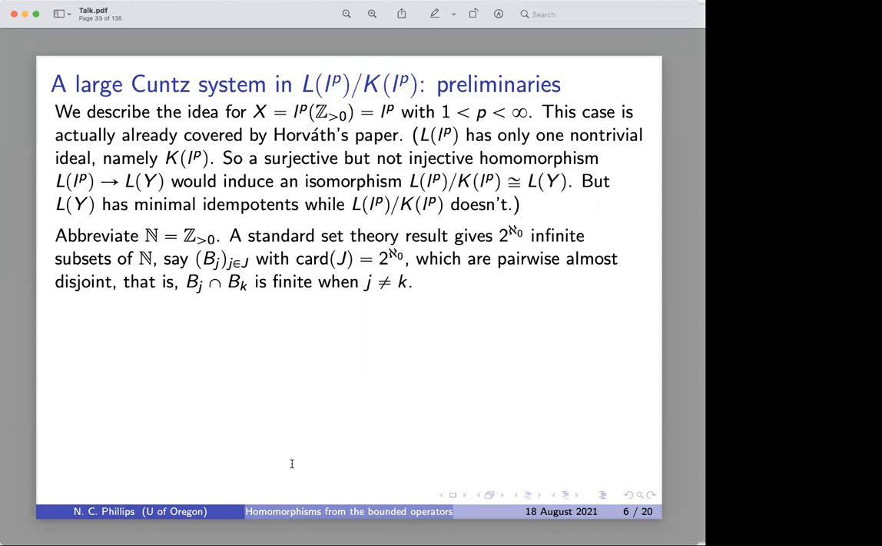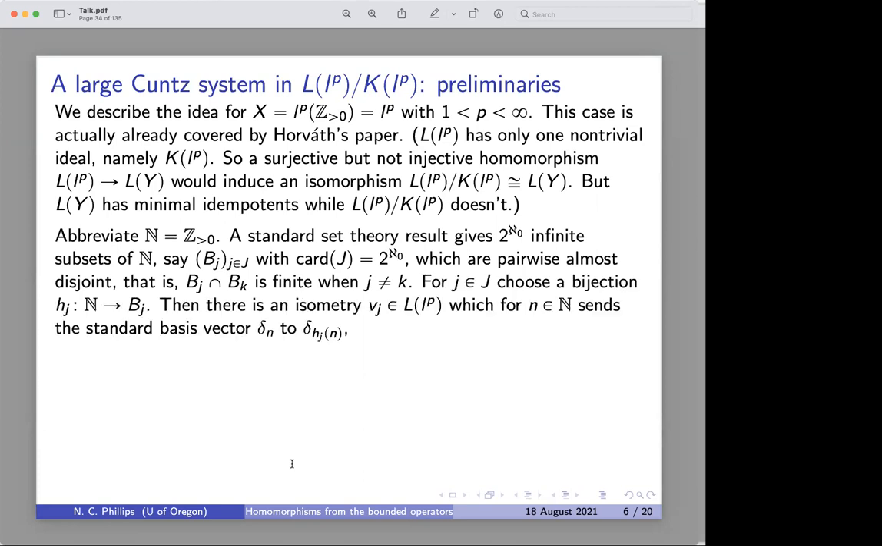Okay, I'm just going to use N for strictly positive integers. The standard set theory result says that there are 2 to the Aleph 0 infinite subsets of N. Well, so much so good, but they're also effectively pairwise almost disjoint, as the intersections are finite when the indices are different. So I simply take them to be indexed by some index set of cardinality 2 to the Aleph 0. And then for each of the indices, I'm going to choose a bijection from N to the corresponding set.